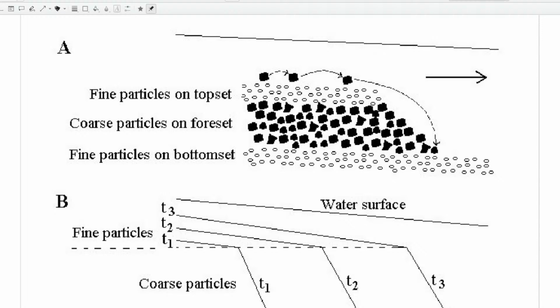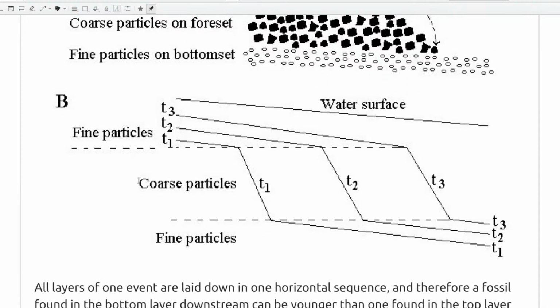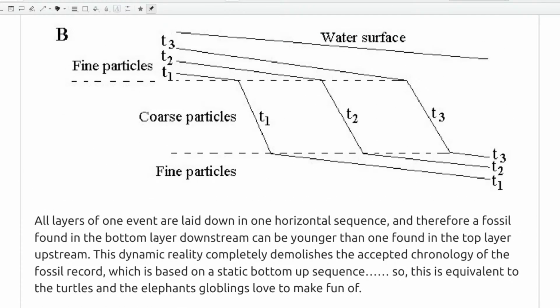Fine particles on top set, coarse particles on foreset, fine particles on bottom set. All layers of one event are laid down in one horizontal sequence, and therefore a fossil found in the bottom layer downstream can be younger than one found in the top layer upstream. This dynamic reality completely demolishes the accepted chronology of the fossil record, which is based on a static bottom-up sequence.